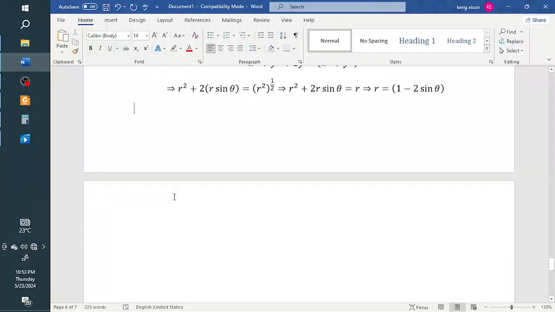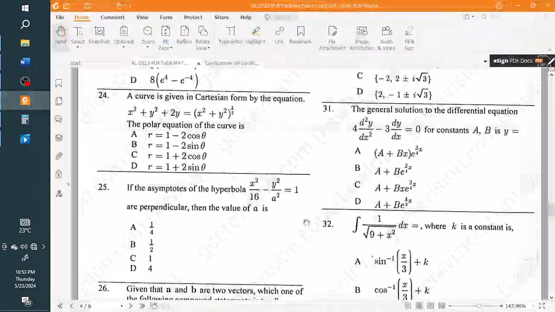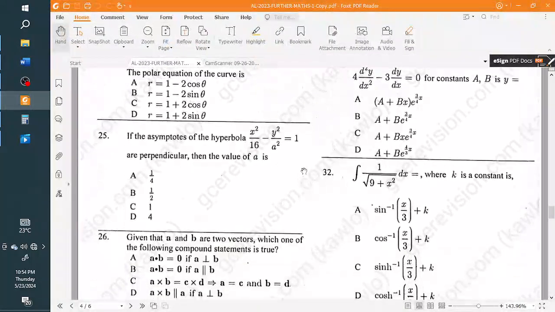We are left with 5 questions to complete this video. Question 25. Which option is correct? Let me see if I can guess with my eyes. If the asymptotes to this hyperbola are perpendicular, then the value of a is... In fact, the asymptotes to a hyperbola are basically the oblique asymptotes.